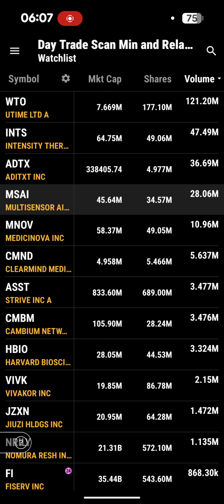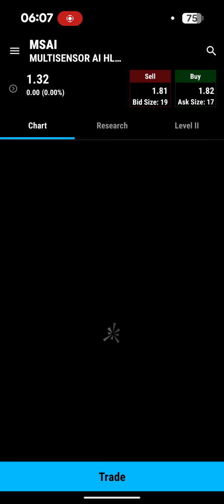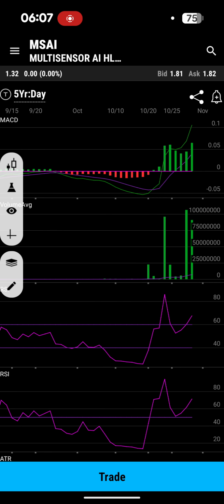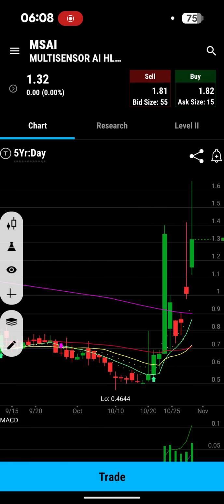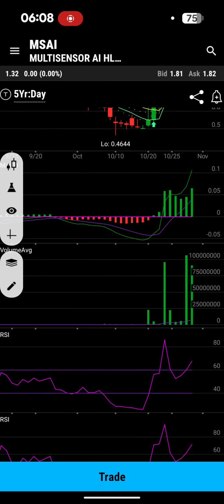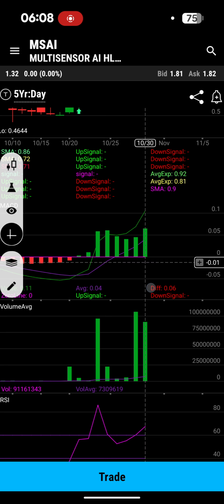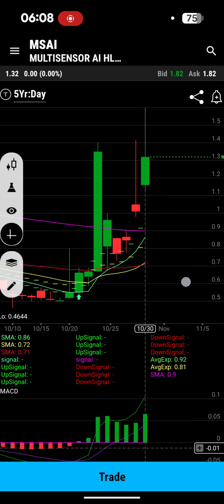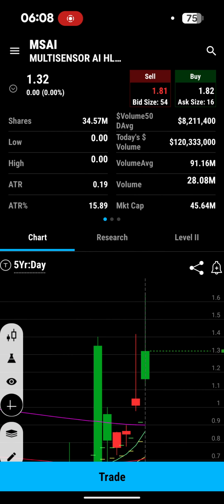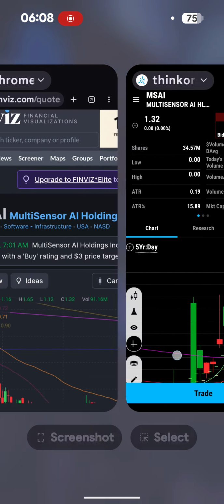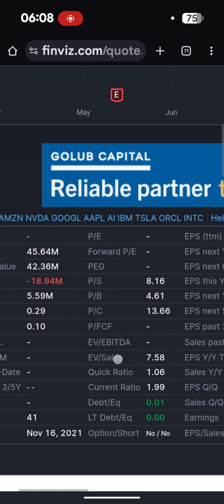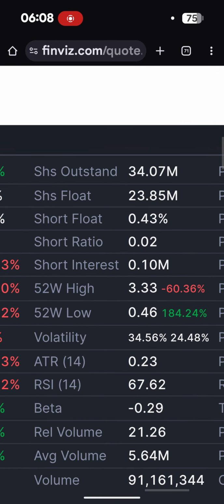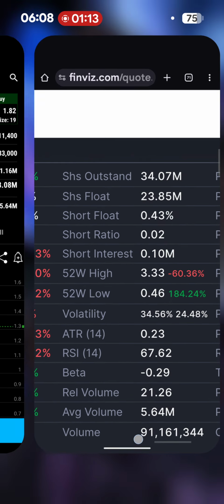going to show you. MSAI currently has a volume of 28 million. Its average daily volume, especially because of the activity lately, is higher than normal, but still pretty low at around 7 million. But today is even more active, currently pre-market at 28 million. And if we compare that to the float, which, if you don't know, is the amount of shares that are available to the public to trade, the float is 23 million, almost 24 million.